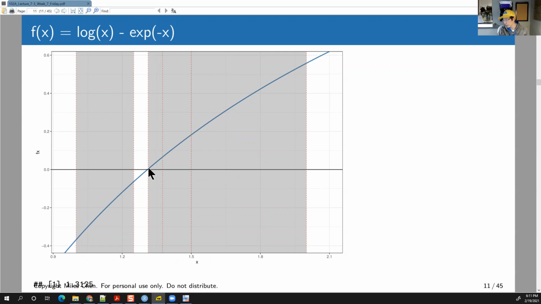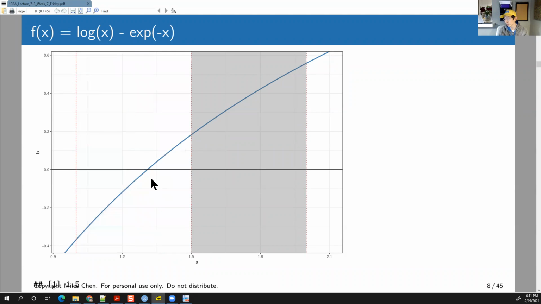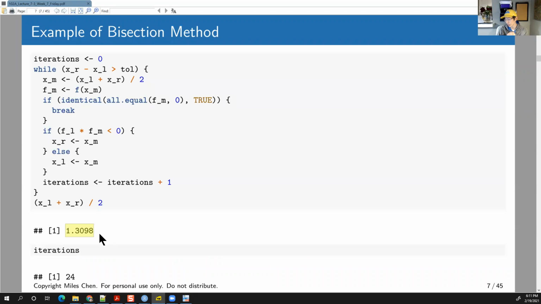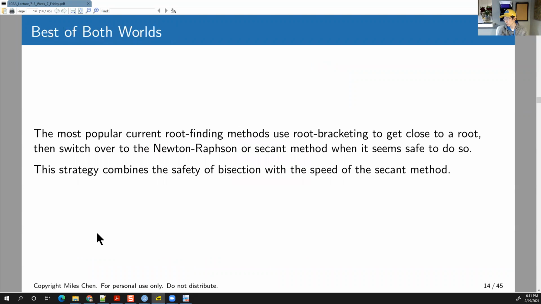We keep this side. This is a little bit positive, this is negative, and we split that in half. And so we're going to eliminate this half. This is negative and this is still positive. We cut that in half, and we just keep going and going and going. Eventually we'll bracket off the root to be somewhere close to here, 1.3098, is where we go, okay?